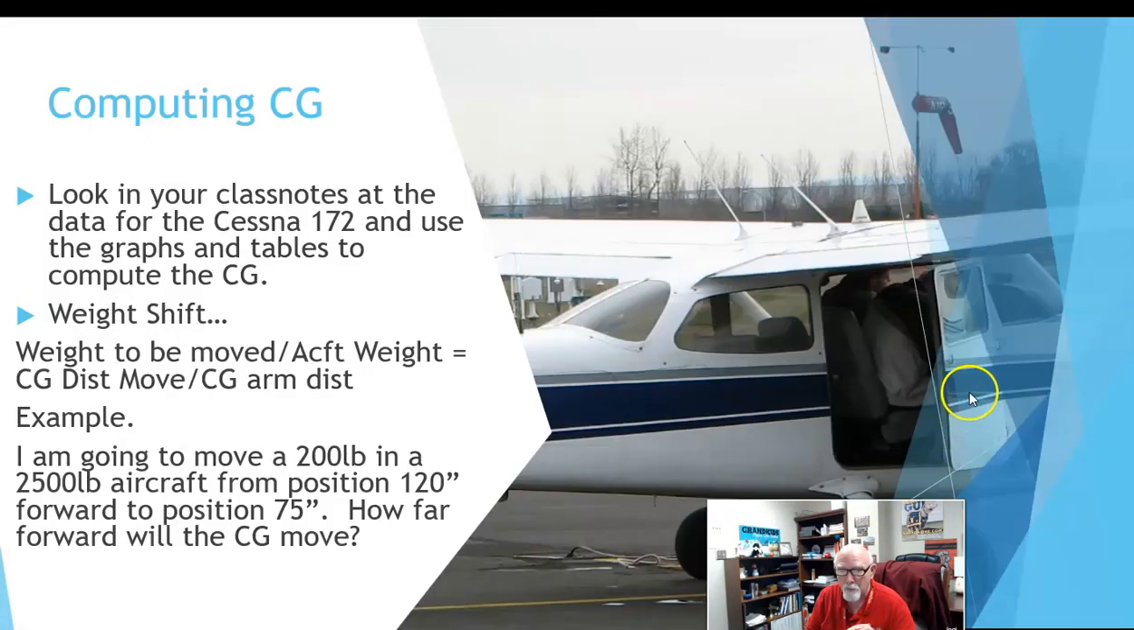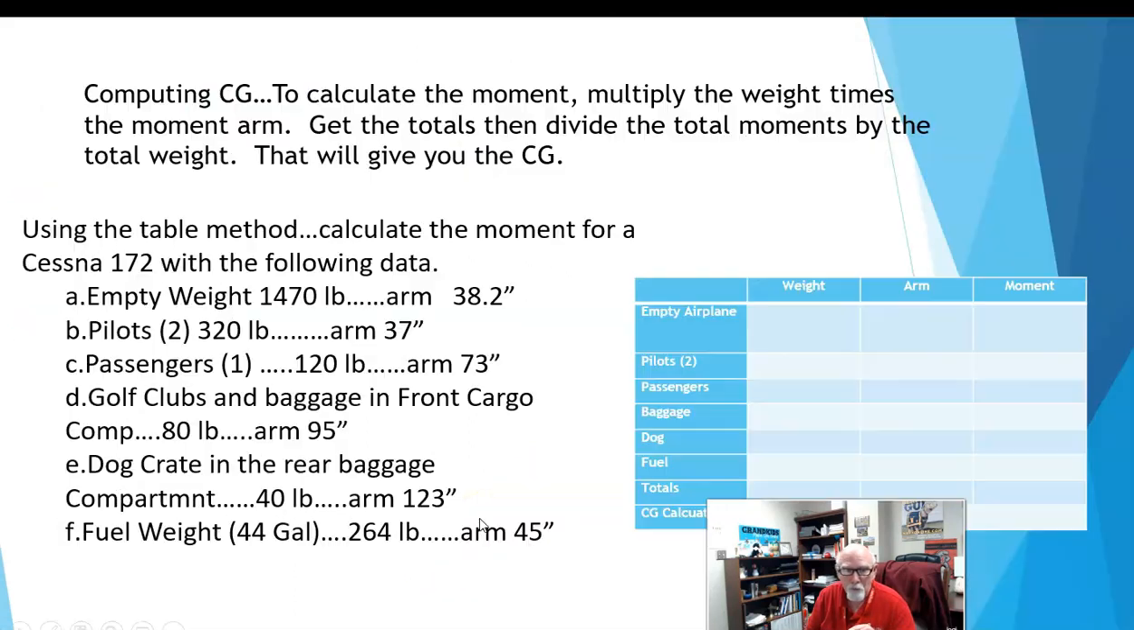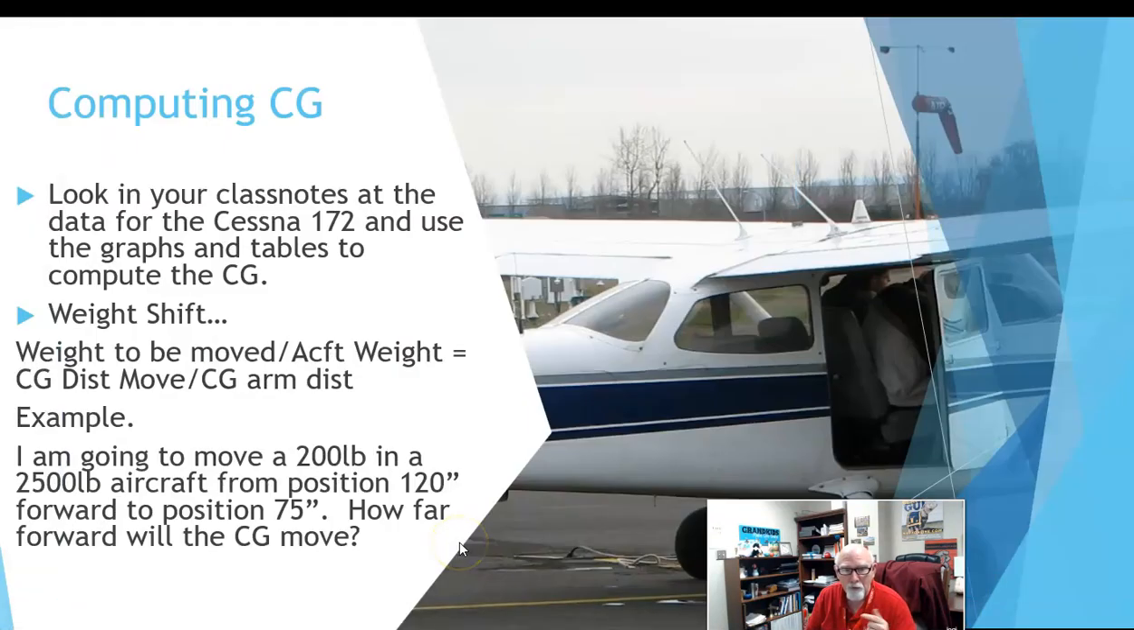So to find your CG, you add up all your weights right to here. Okay, let me put that back. There you go. You add up all your moments right to here, and then divide your moments by your weights, and that'll give you your inches. Okay? And again, this is for a Cessna 172. You can give this thing a try.